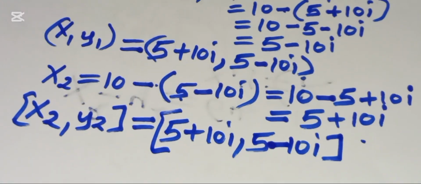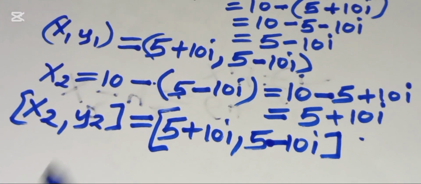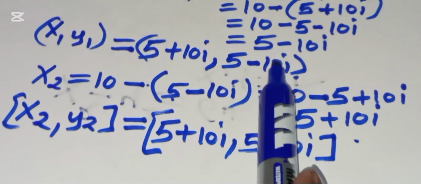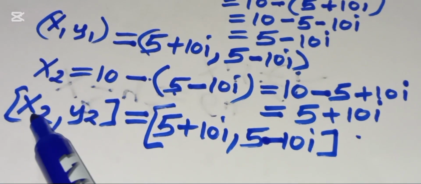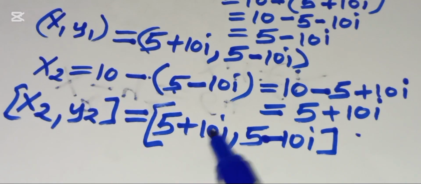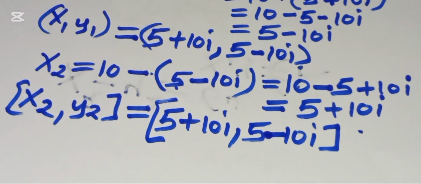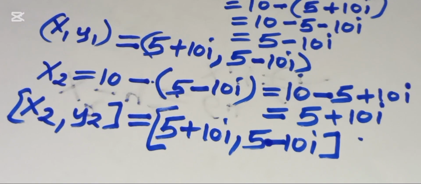So we have x1, y1 and x2, y2 as the pairs of values, 5 minus 10i and 5 plus 10i. And these are the solutions to our math problem.